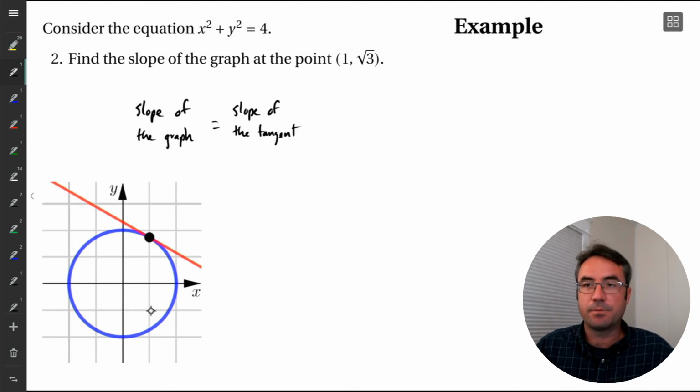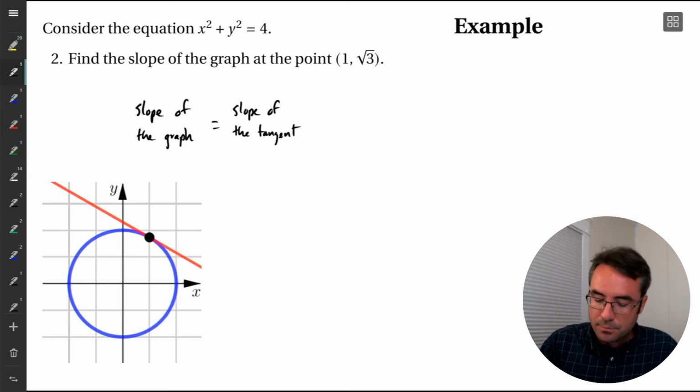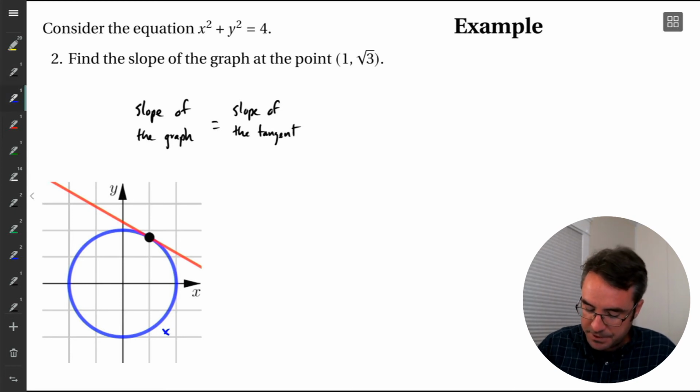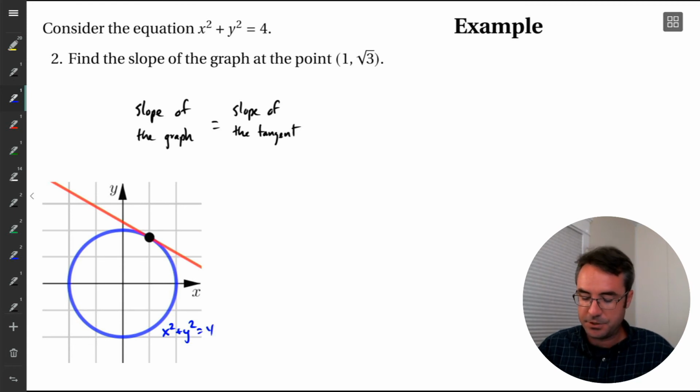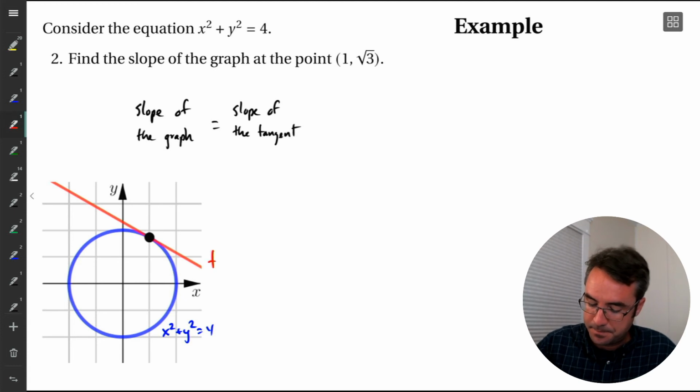You can see it all graphed here. We actually have our curve. This is x squared plus y squared equal to 4, so it's a circle of radius 2. We have our tangent line drawn in. And then this is the point that we're interested in, 1 comma square root 3.